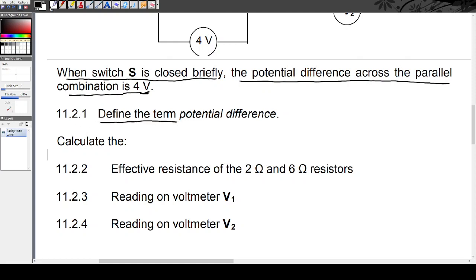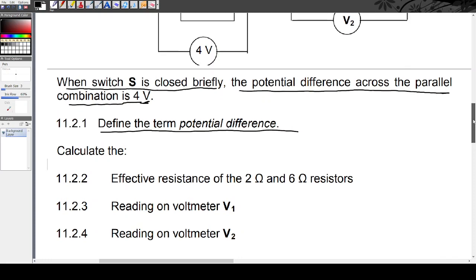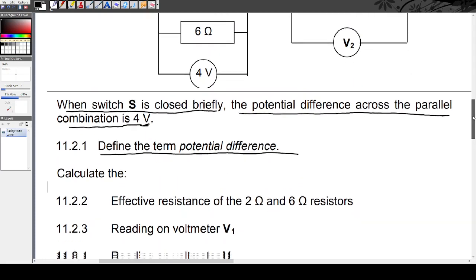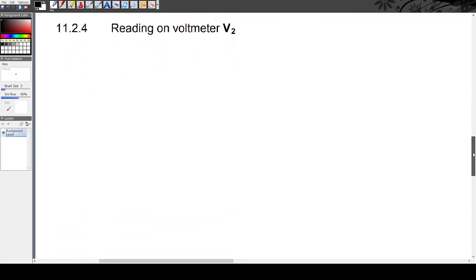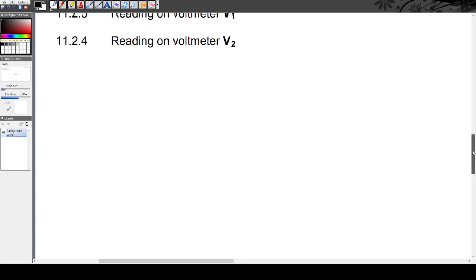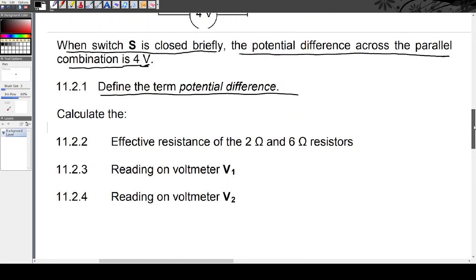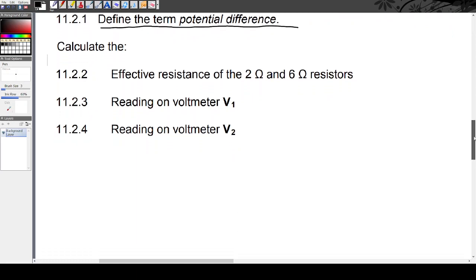So the first question says, define the potential difference. What is the potential difference? Potential difference is the energy per unit charge that is flowing through it. That's how we define potential difference. I will explain it even further.